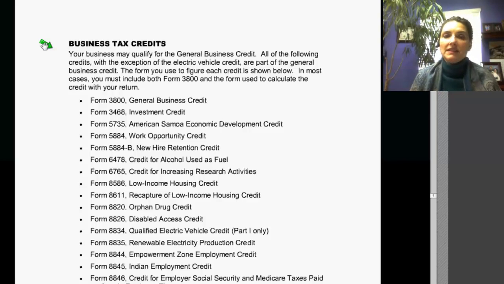And therefore, at this basic level, I'm going to introduce you to the concept that there are business credits and basically the names of many of them, but we're not going to go into any detail at all on how to compute them or who qualifies for them.